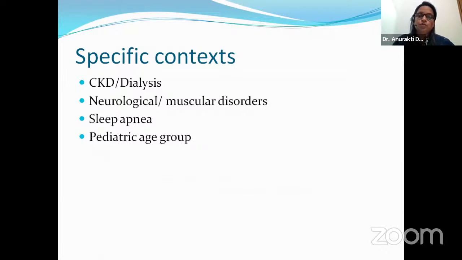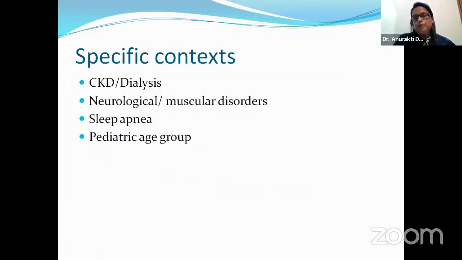If there are neurological or muscular disorders, most common example would be a myotonic dystrophy. So if the muscular dystrophy you feel is affecting cardiac muscle as well, then you have to do a Holter. Sleep apnea patients, usually they have various kinds of arrhythmias sometimes, which can lead to sudden cardiac death, but documentation is most important, and that can only be done by Holter.